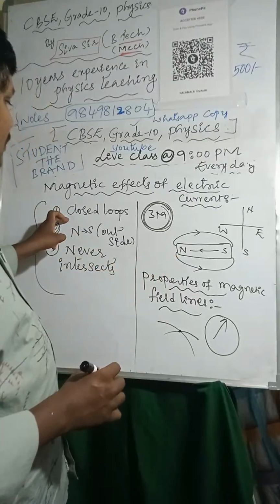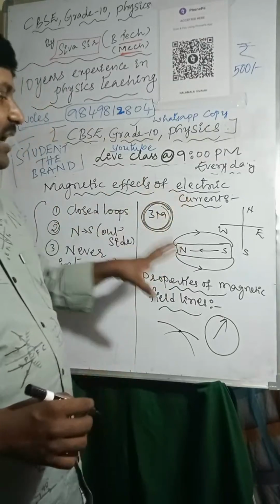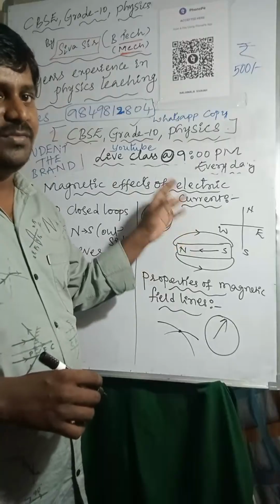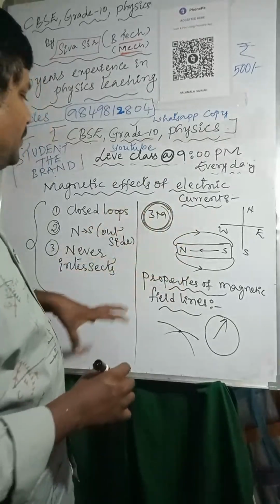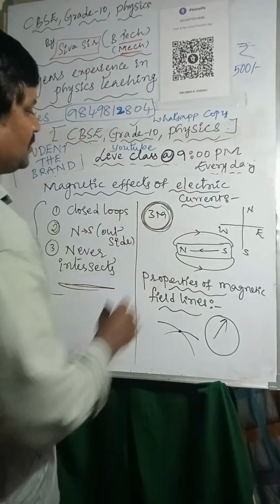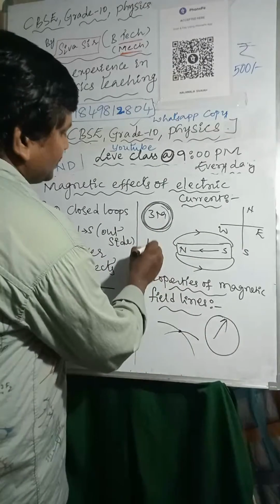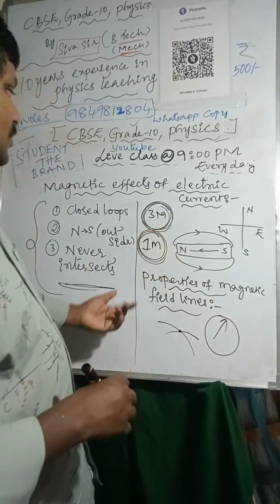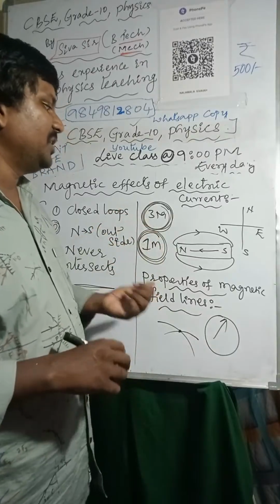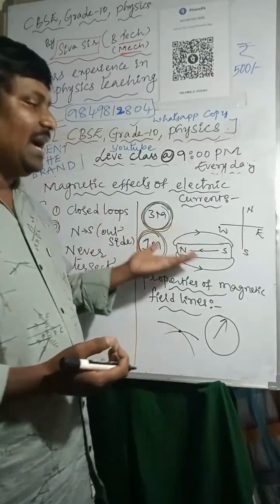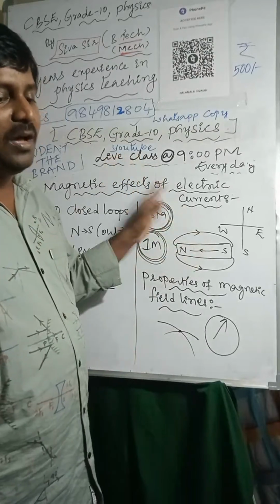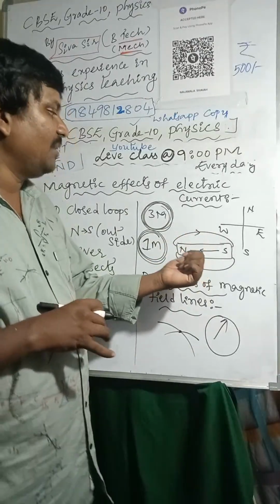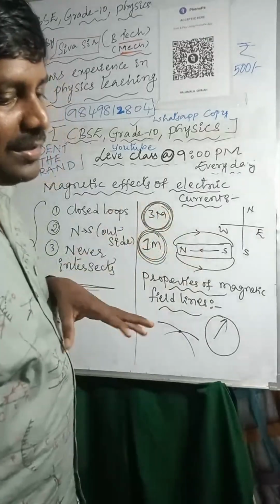Okay, so closed loops, north to south, and these field lines never intersect. Very very important points, so make sure that you learn them. 3 marks questions, 1 mark questions, even MCQs and 2 marks questions may be given on these. The diagram is definitely a 3 marks question. Bar magnet and solenoid: I'll explain the solenoid, which is also very important. This is about the magnetic field of a bar magnet. I'll draw how to draw the diagram.